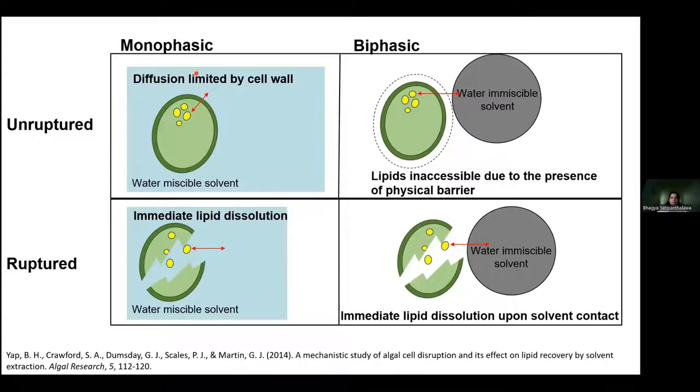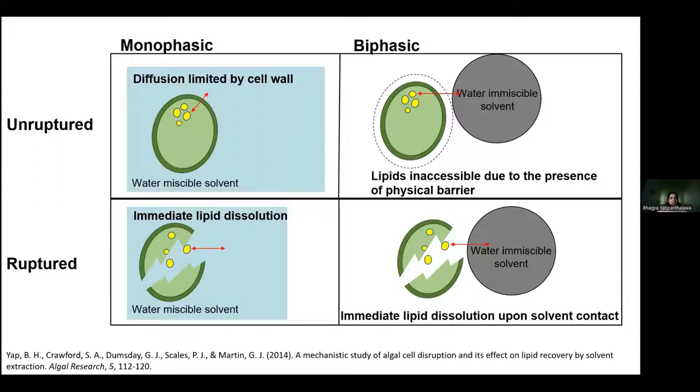For this purpose, we can use two different systems: a monophasic lipid extraction system or a biphasic lipid extraction system. In a monophasic system, we would be using polar, that is water-miscible solvents, or a combination of polar and non-polar solvents to extract the lipids. So if the cells are unruptured, the solvent will diffuse through the cell walls and dissolve the lipid droplets, which can then be extracted based on the concentration gradient.